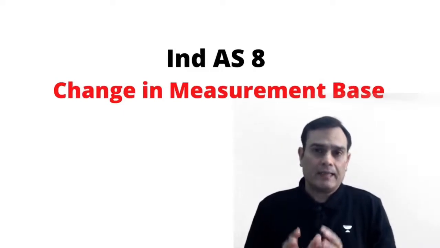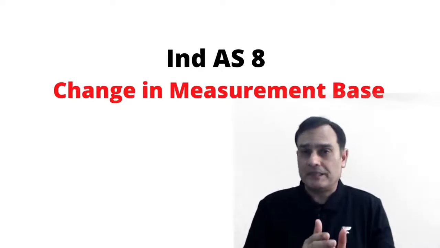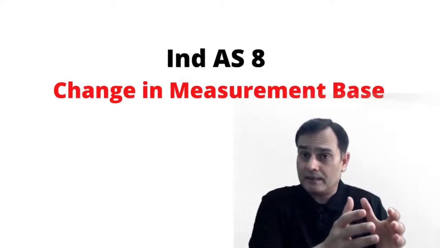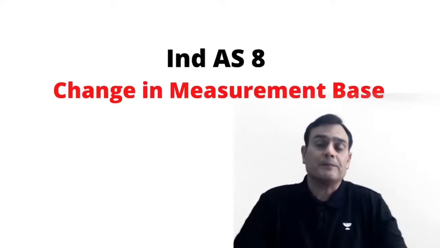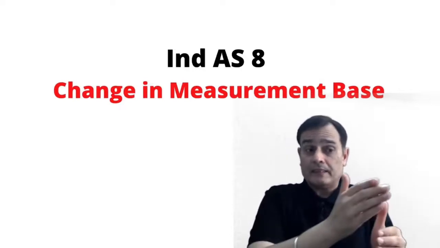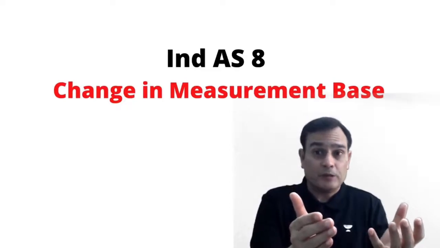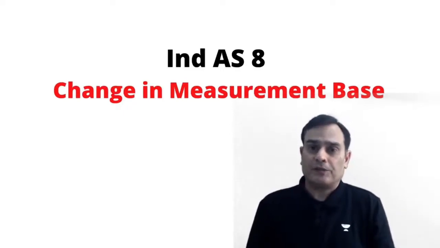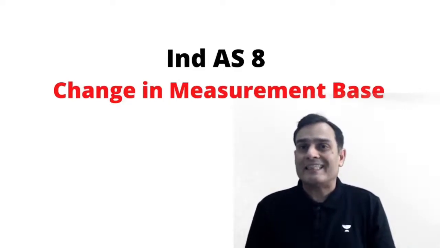Now, I am going to discuss something very interesting: what if there is a change in the measurement base? For example, you are under Ind AS 16 or Ind AS 38 and you are moving from a cost model to a revaluation model or vice versa. Or what happens if there is a movement from one standard to another? That means I'm moving, let's say, from Ind AS 16 to Ind AS 40, and I might be under a revaluation model under Ind AS 16, and now I am switching over to a cost model under Ind AS 40. I'm going to look at all these permutation combinations and see what Ind AS 8 defines.